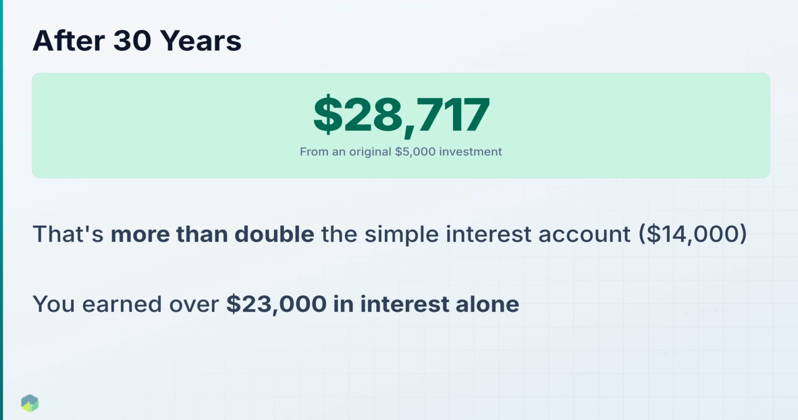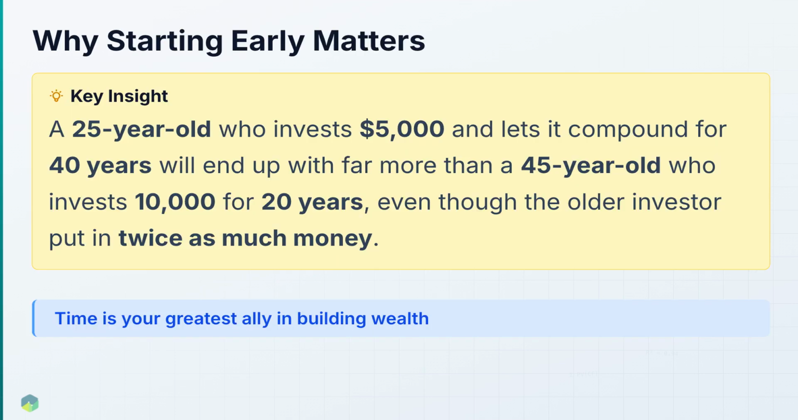This is the true power of compounding. This is why starting to save early matters so much.